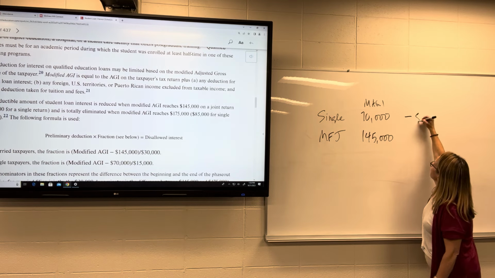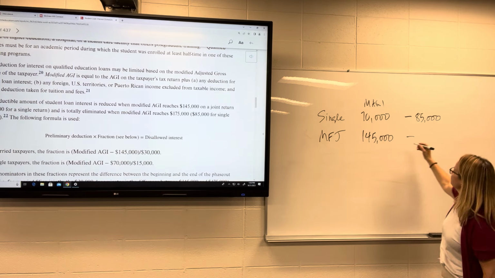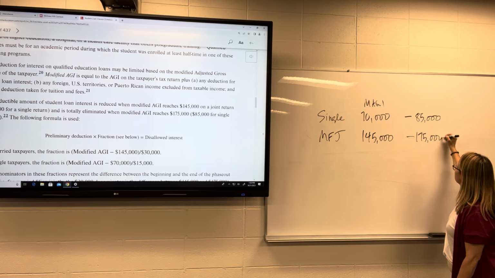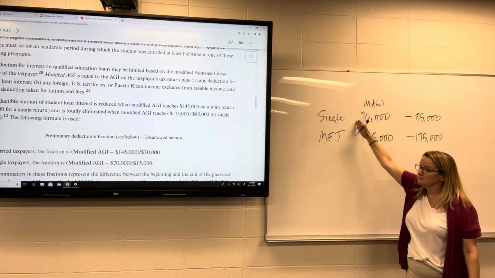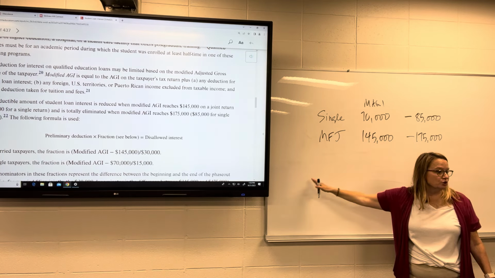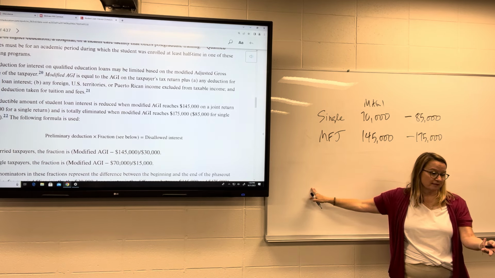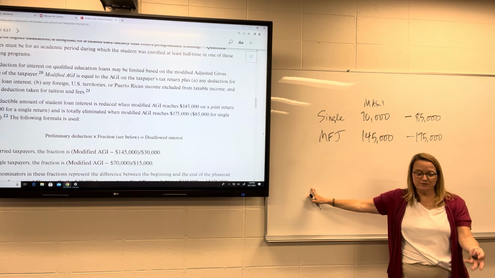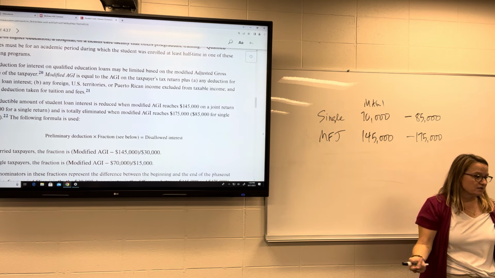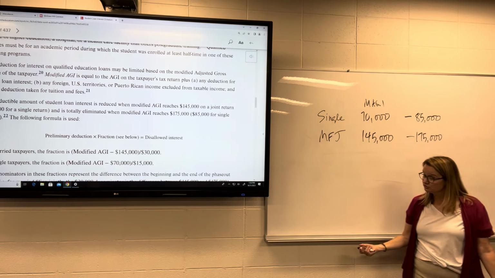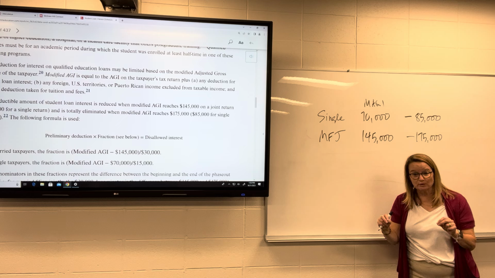It ends at $85,000 for single and $175,000 for married. That means that if your modified AGI is below these amounts based on your filing status, you get to take all of the student loan interest subject to the $2,500 limit. So if you had $3,000 of student loan interest, you're single, and your modified AGI is $65,000, you can take $2,500, because you're still limited to that $2,500.